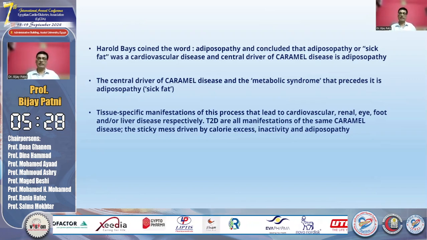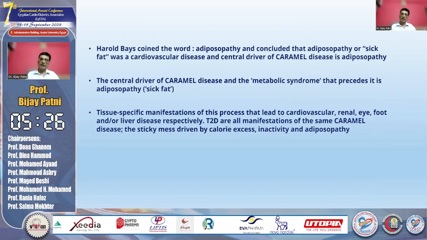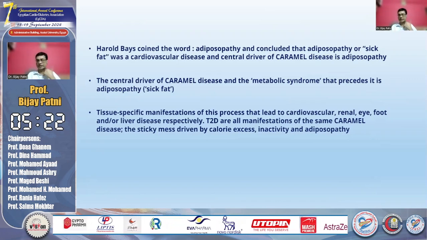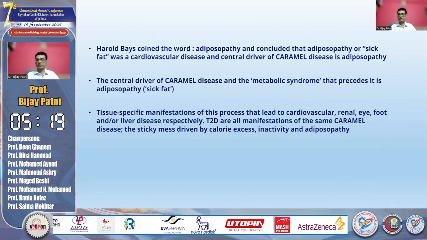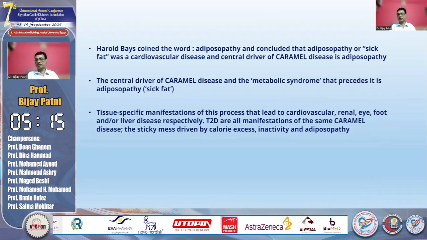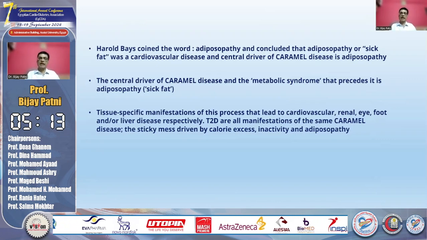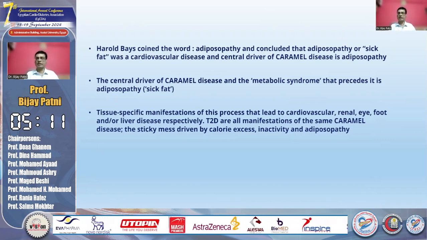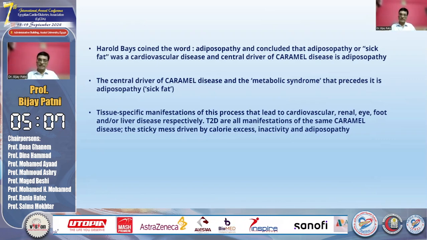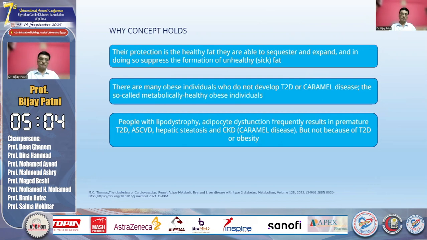caramel disease. Then these will lead to the tissue specific manifestation, and ultimately will lead to the various organs being affected, be it cardiovascular, renal, eye, foot, and liver disease. Type 2 diabetes is also manifested in the same caramel disease. And this sticky mess driven by calorie excess, inactivity, and adiposity is the mechanism behind the caramel disease.